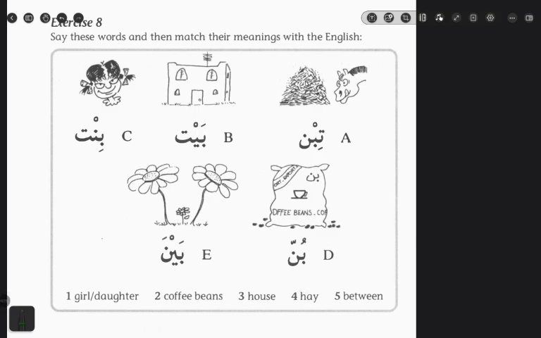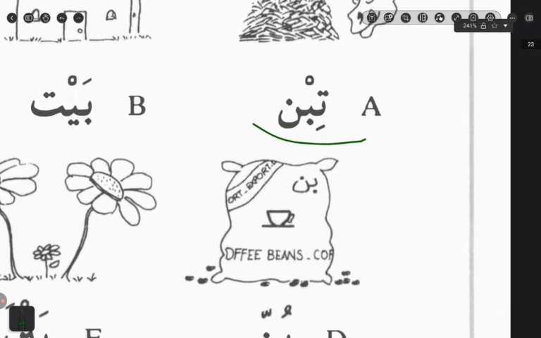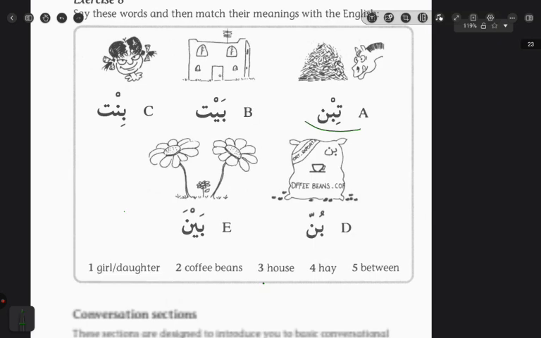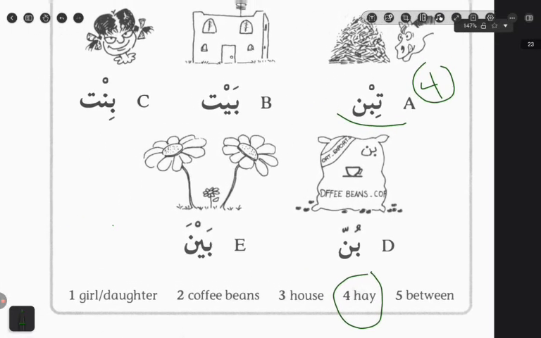So our last exercise for today, you're gonna try to say these words and then match their meaning in English. Okay, so the first word is تبن, kasra below ta, سكون above ba and then noon. So what does this word mean in English? Yeah, if you said number 4, which is hay, that's correct. تبن means hay. And then we have بيت, which is فتحة on ba, سكون on ya, and then ta, which means, yes, if you said house, that's correct.